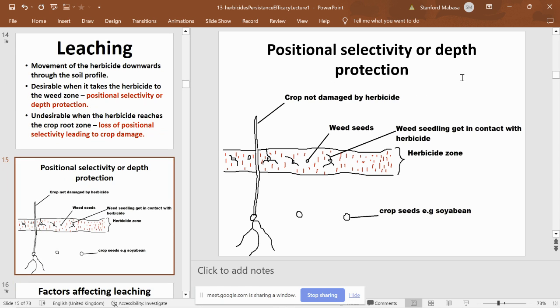Just reminding you about the positional selectivity or depth protection. It is exploiting the solubility characteristic of the herbicides. So there are certain herbicides which we can exploit their physical characteristic in terms of leaching, and then we can protect our crops. But of course, in the case of metribuzin, after heavy rains, it may be leached.